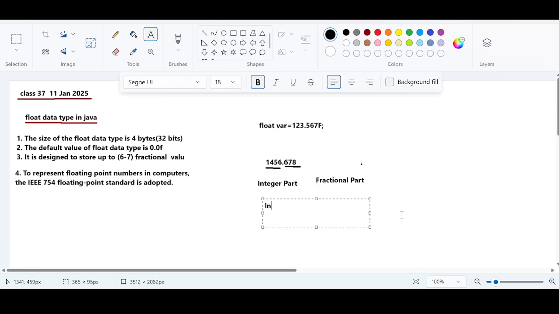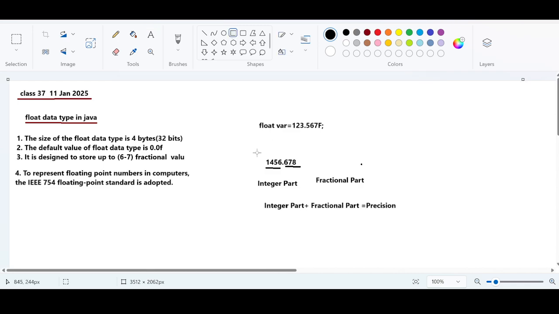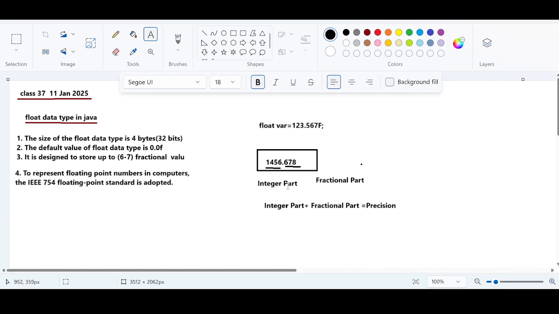And the combination of integer part and the fractional part is called what? Precision. I say the combination of integer part plus the fractional part is called precision. If I ask you what is the precision of this particular literal, you would count the number of digits in the integer part and the fractional part. There are 4 plus 3 equal to 7. The precision is 7.